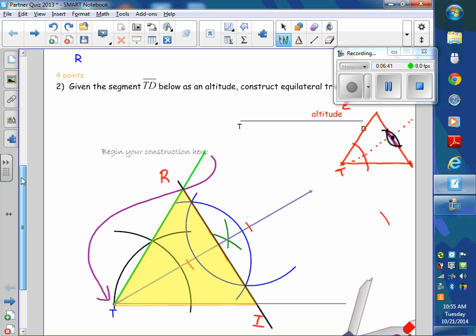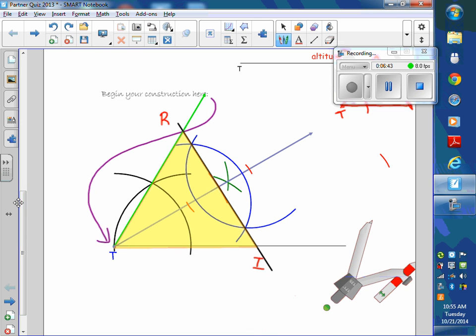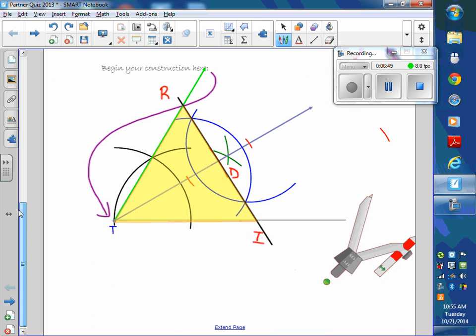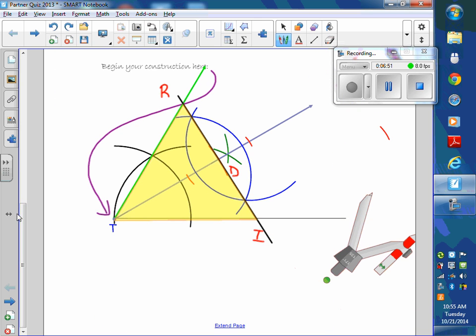On the test, I will say in the directions, maybe if I ask you something like that, given segment TD below as the altitude, construct an equilateral triangle TRI with I on the ray with T.